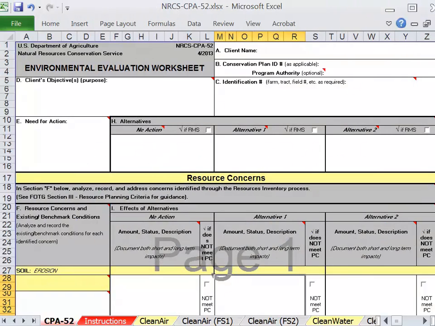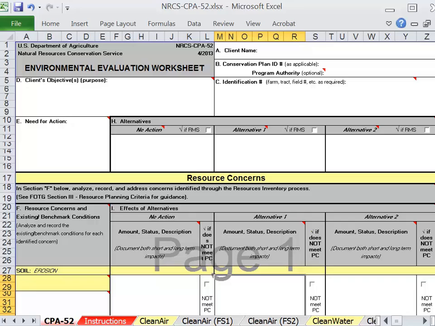The NRCS CPA 52 Environmental Evaluation Worksheet is used to document the outcomes of Phases 1 and 2 of the conservation planning process. In the course, two scenarios were presented to help familiarize you with the overall process and documentation requirements for the NRCS CPA 52. Let's review the NRCS CPA 52 for the last scenario, documenting Mr.